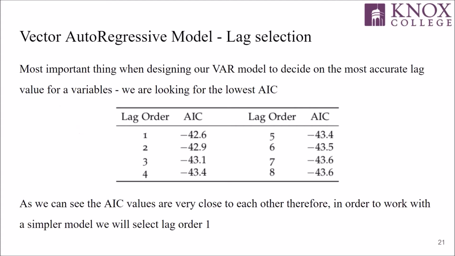So when we were building our VAR model, the most important thing for us to do is to decide what the lag order was. So how do we decide what the lag order was? Well, we can run a series of VAR models, all with different lag orders, and we can use the AICs to determine which lag order is best. We're looking for the value with the lowest AIC, but as you can see from these results, the values of the AIC are very close together. So in order for us to work with the most simple model, we decided to use a lag order of 1.